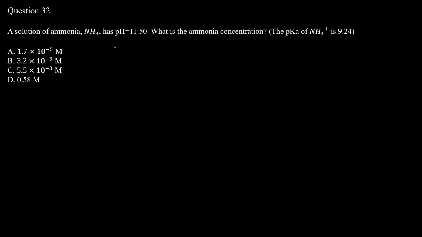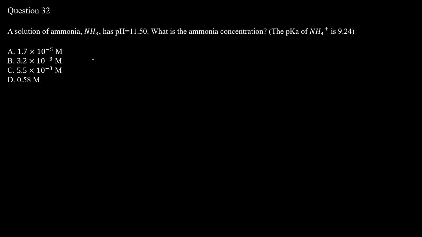A solution of ammonia, NH3, has a pH of 11.5. What is the ammonia concentration? And we're told that the pKa of the ammonium ion is 9.24. For questions like these, it helps to write out the chemical equation, the chemical reaction that's happening here.